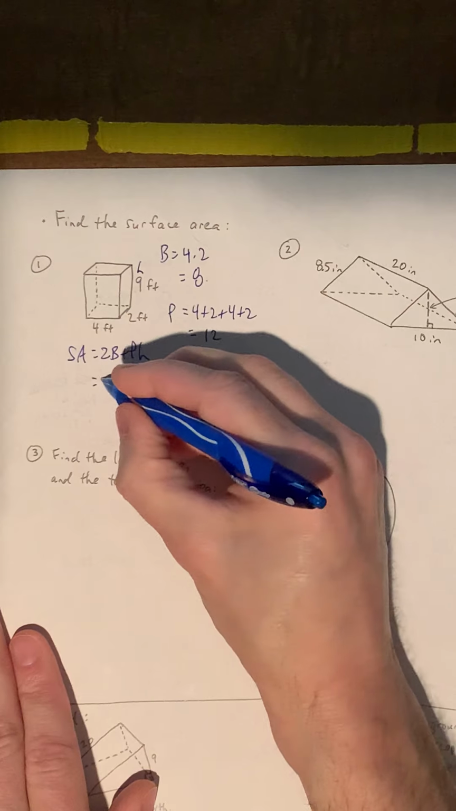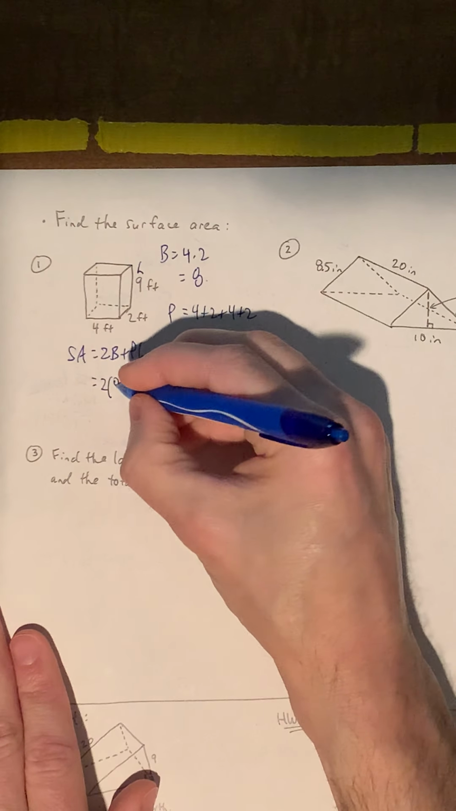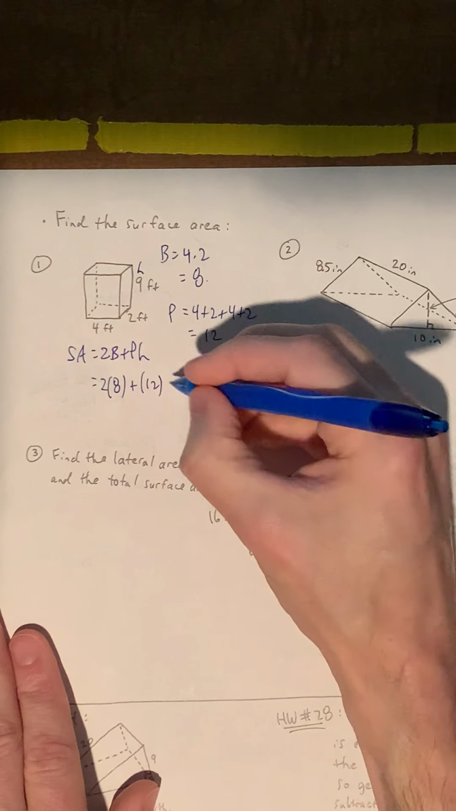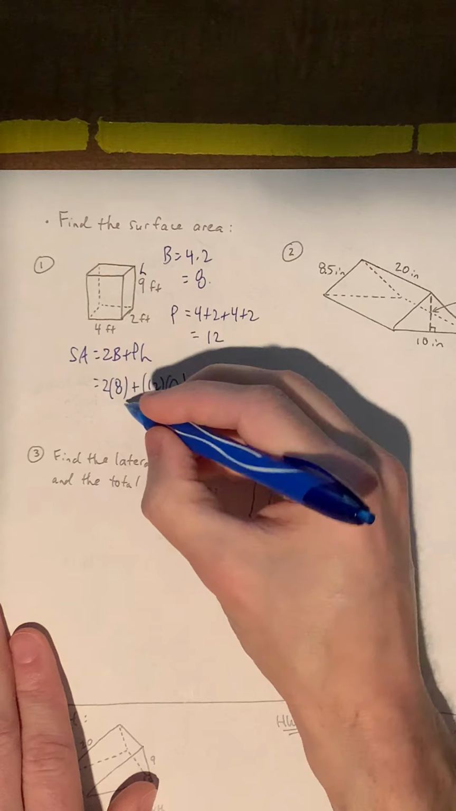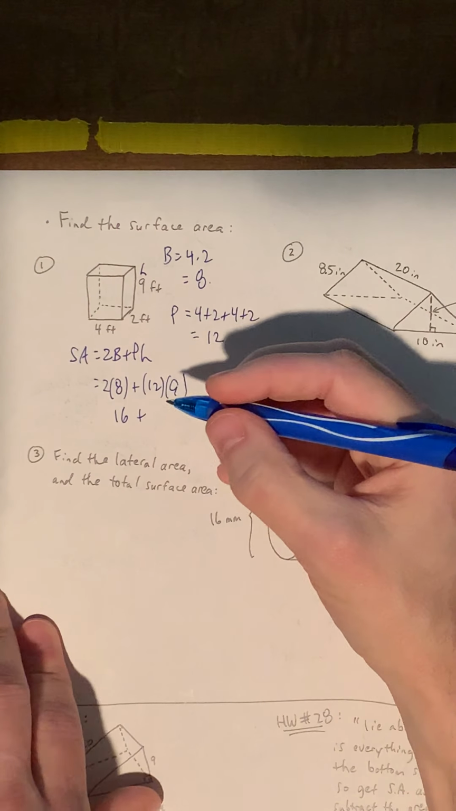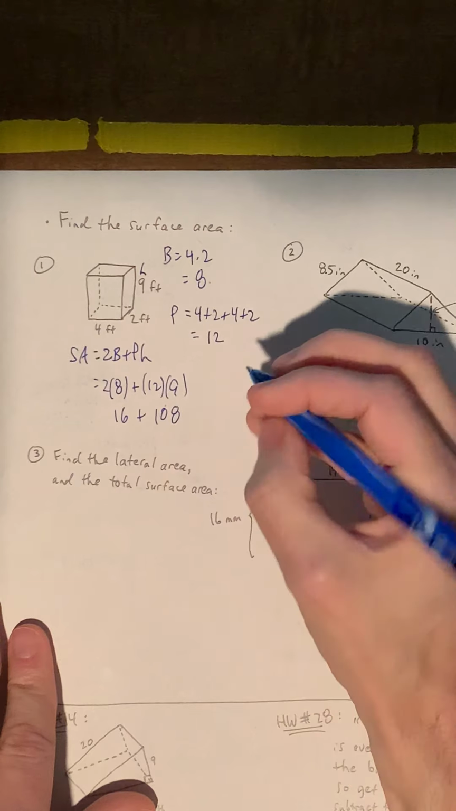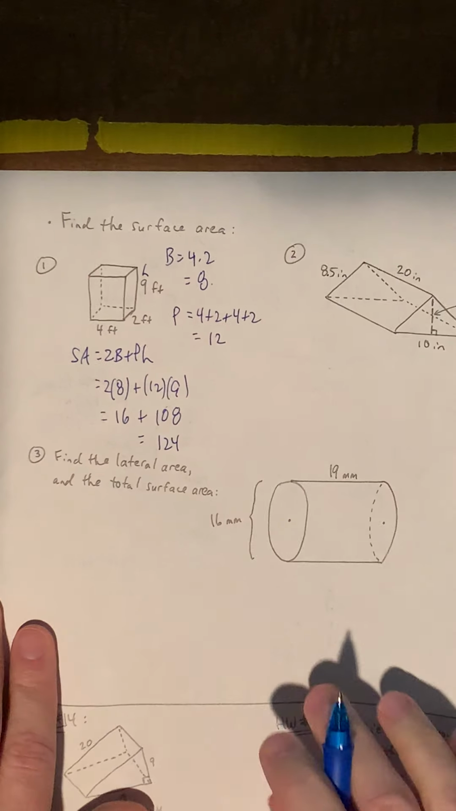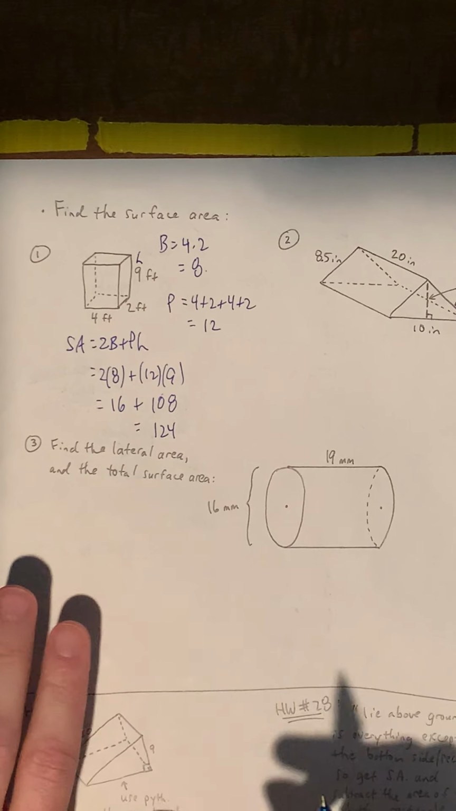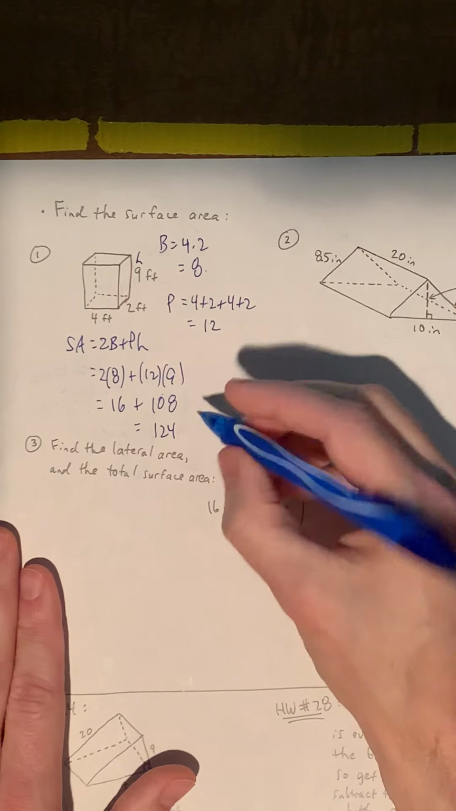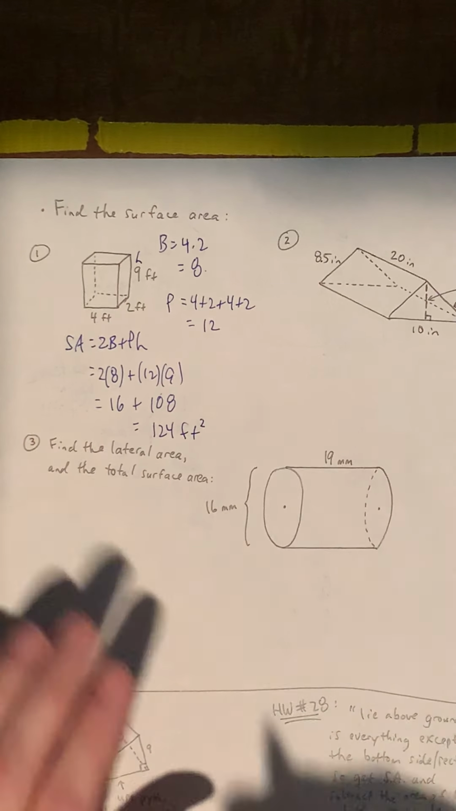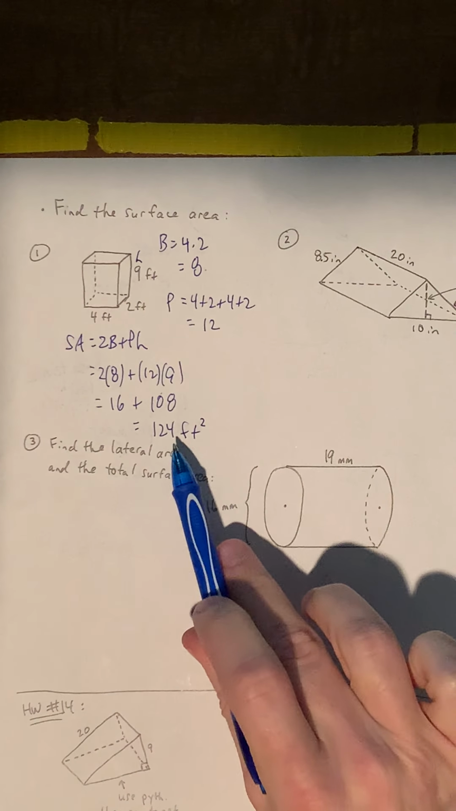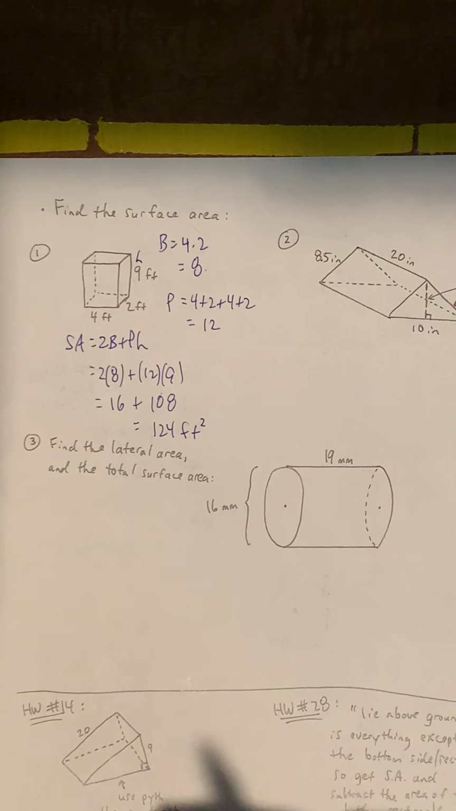All right, so here we go. Substituting in, we have 2 times B, which is 2 times 8, plus P times H, which is perimeter 12 times height 9. 2 times 8, 16. 12 times 9, 108. Adding them to get the total surface area is going to give us 124. And if they give you a unit, make sure you attach your unit onto your answer. We're talking about feet. So square feet or feet squared for your unit. So 124 surface area of number 1.